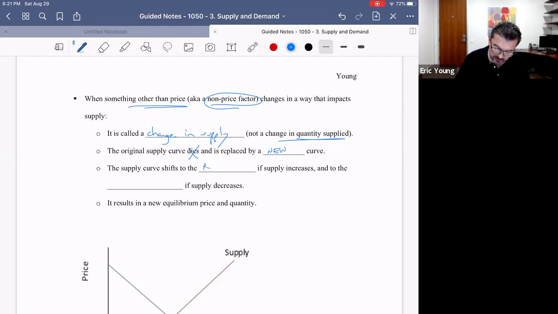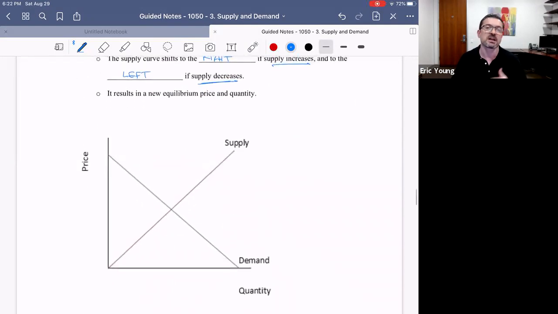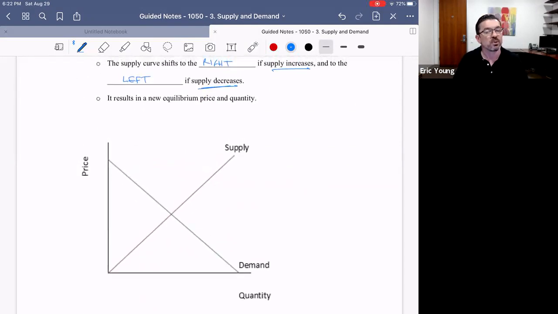And this new curve will be to the right if supply increases, and will be to the left if supply were to fall. Either way, whether supply increases or decreases, once S0 dies and is replaced by the new supply curve S1, equilibrium changes, and therefore P and Q in that market change. Let's do a couple of real quick ones to figure it out.